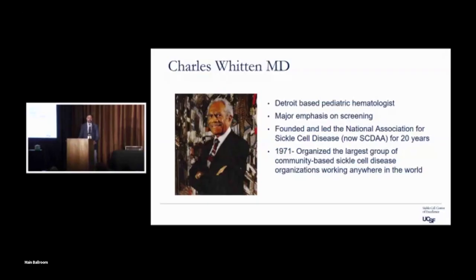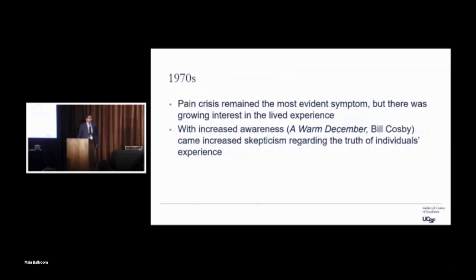So I think this is an important demonstration of how progress was starting to be made. In the 1970s, pain crisis still remained the most evident symptom, but there was some growing interest in the lived experience. A couple of cultural things started to become more common. There's a movie with Sidney Poitier called A Warm December that many of you may have seen. Bill Cosby did a piece on it. There was more writing on it. There was a feature, I think in a smaller journal, but then picked up by Time magazine, describing a woman's experience with sickle cell disease.